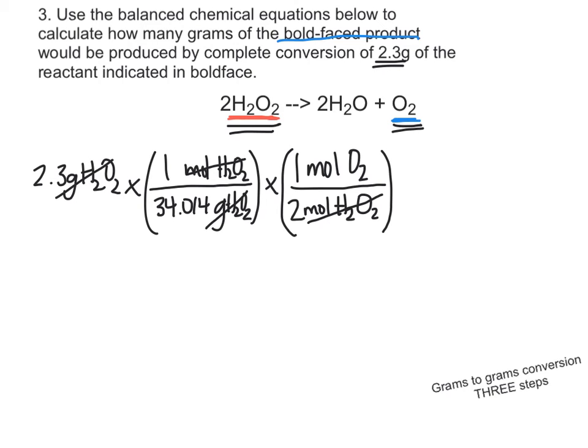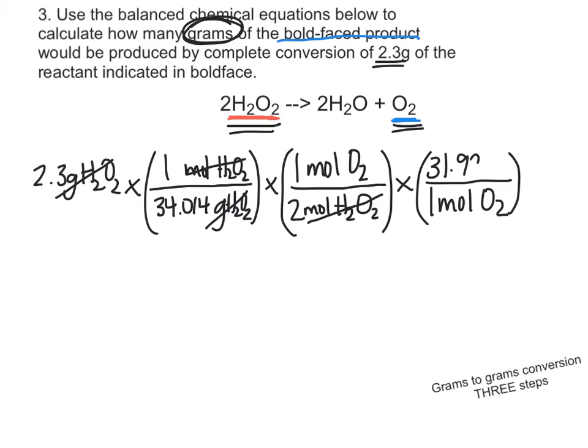Now in my last step, the problem is asking me to calculate how many grams of the product there are. So for this one, I have to do a third step where I cancel out moles and get grams. I'm going to use the mole to gram conversion for oxygen gas. So 1 mole of oxygen gas weighs 31.998 grams. All I did was the mass of oxygen times 2. So that cancels out my moles of oxygen gas, and I have my molar mass here.